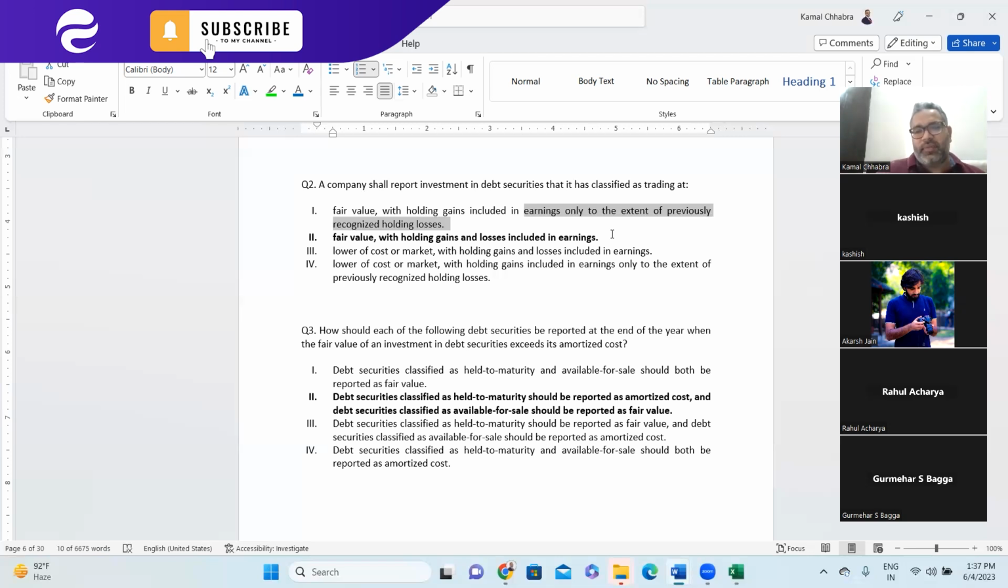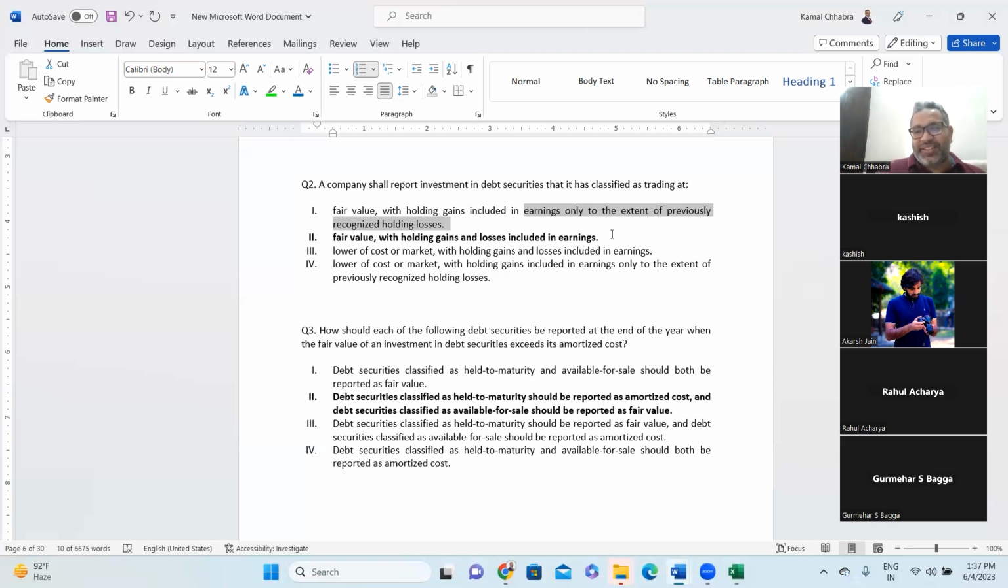Yes sir. If there is already a recognized loss, then why are you selling or purchasing that asset again? If it is already realized. Correct.